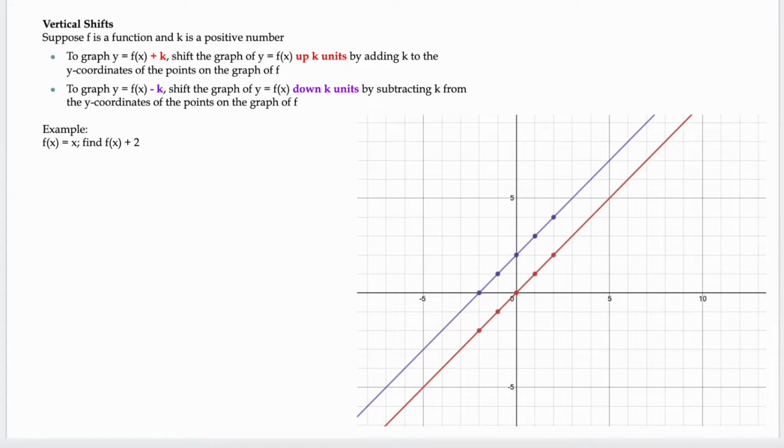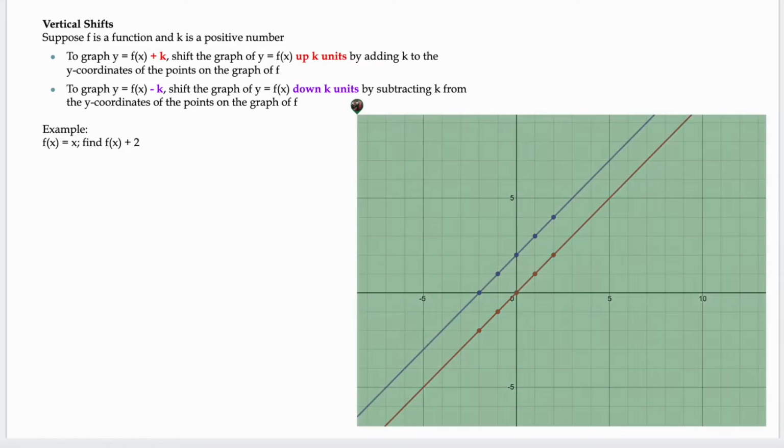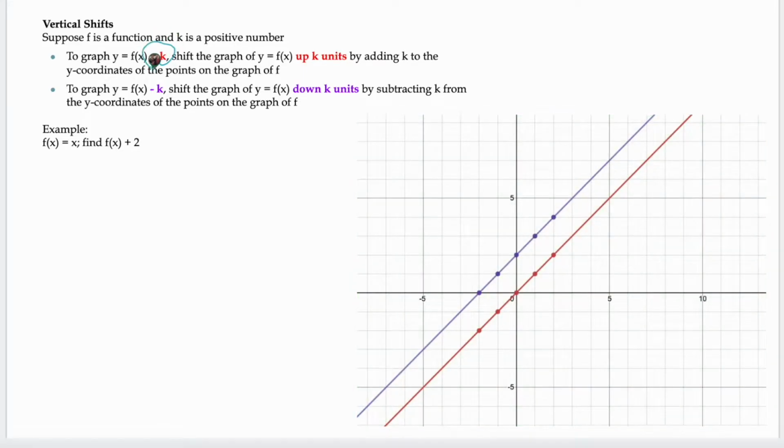Let's start with vertical shifting. So regardless of the function, if we add k to the function itself, the graph will either shift up if we are adding k, or it will shift down that amount of units if we are subtracting k from the function itself.